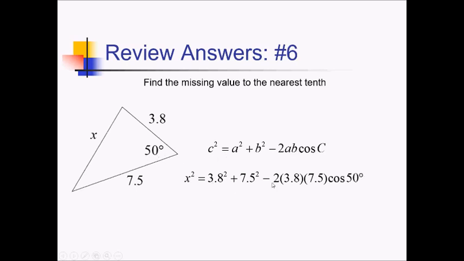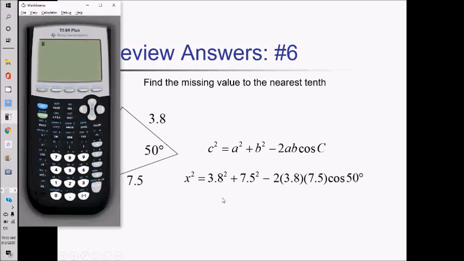So I'm going to simplify everything on this right side on my calculator. Let me just enter it all in there. We have 3.8 squared plus 7.5 squared. And now we're going to be subtracting. We have 2 times 3.8 times 7.5. So lots of stuff to enter in here. Times the cosine of 50. And close the parentheses if you want. Press enter. It's about 34.1 if we round that off.